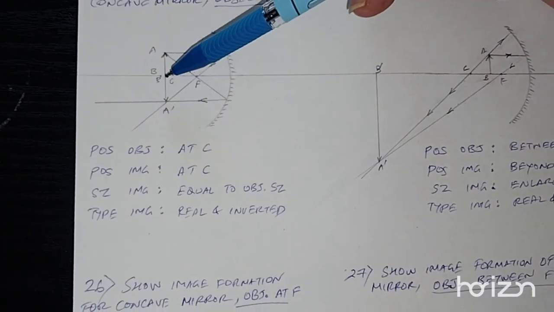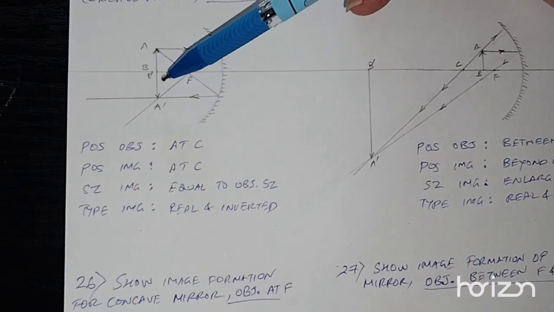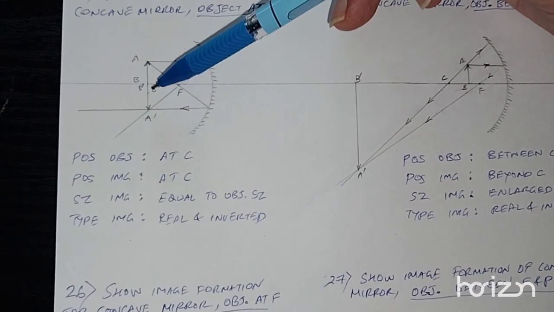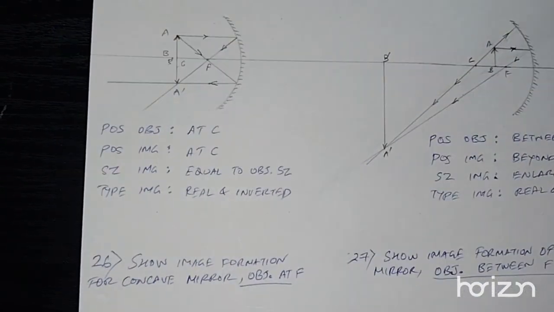Okay, it is a real image because you can capture this on a screen, and it is inverted because, you know, AB is arrow up but A dash B dash is arrow down, so it is inverted.